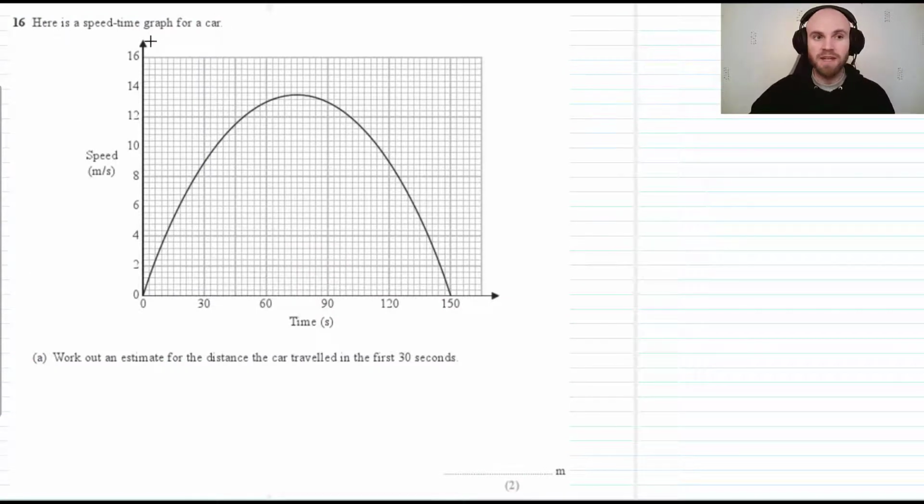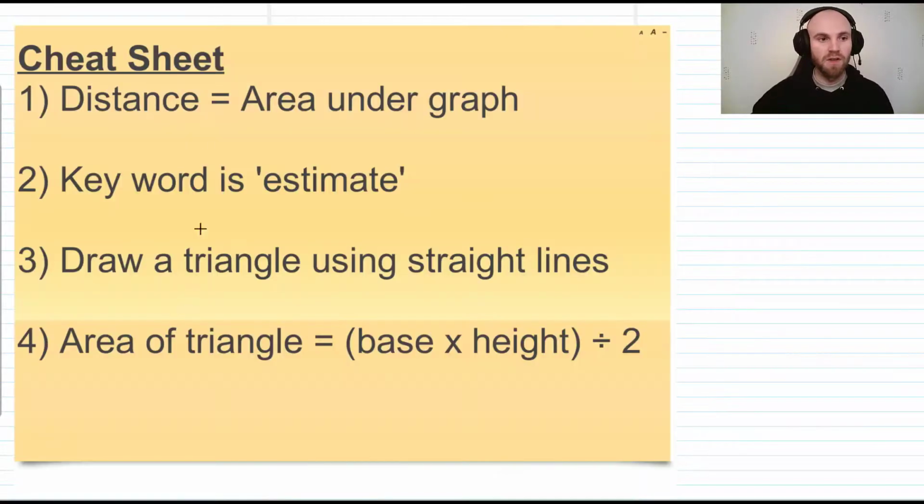Question 16. Here is a speed time graph for a car. We have that here. Part A, work out an estimate for the distance the car traveled in the first 30 seconds. So if we go to the cheat sheet, the distance is going to be the area under the graph. The keyword here is estimate. It's not going to be exact if it's an estimate. We're going to draw a triangle using straight lines.